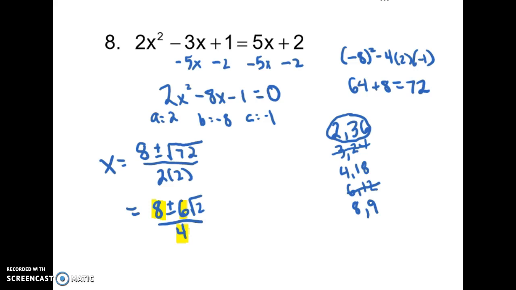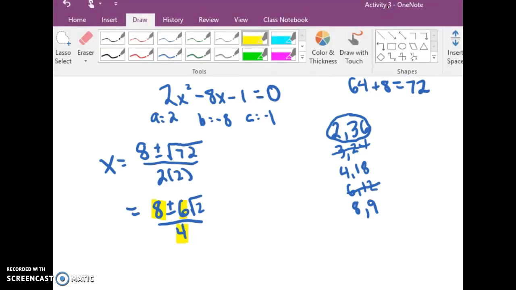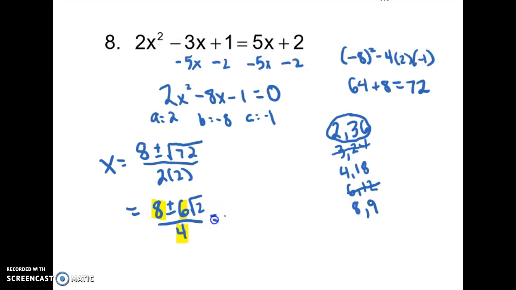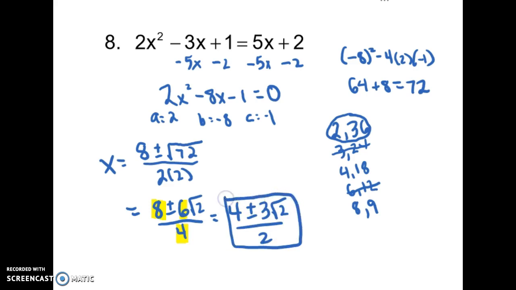So looking at 8, 6, and 4, I think I can take a 2 out. 4, 3, and 2. And there's our final answer. 4 plus or minus 3 root 2, all divided by 2.